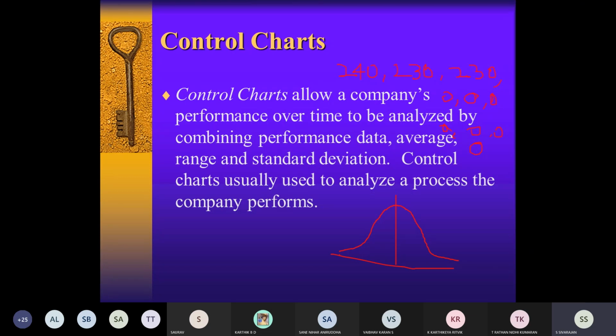So the first thing is we should have data. We should know whether the process is in control. If the variation is minimum, it is better. That is the main idea. Okay, so now how to go for assignable causes?